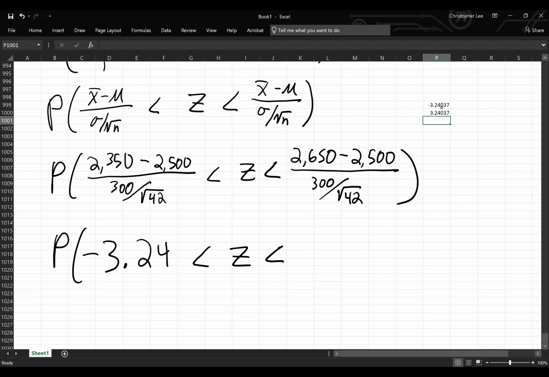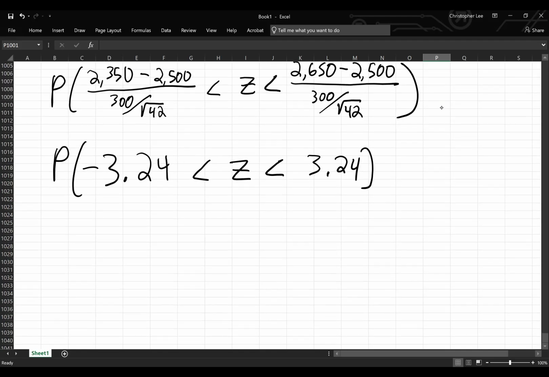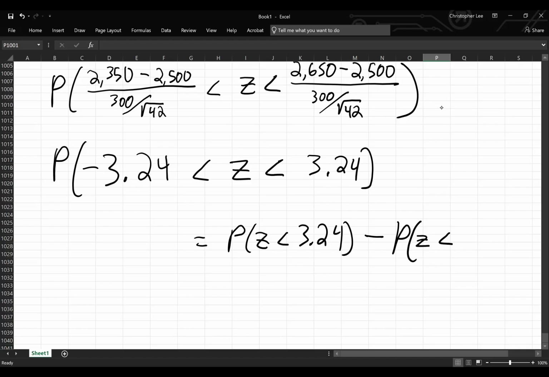So now I have 3.24, right? Same story as before. I can't look that up because it's in between, so I can only look up less than. So take the big number, leave the little number. After that, you can just look it up straight in the chart, right?